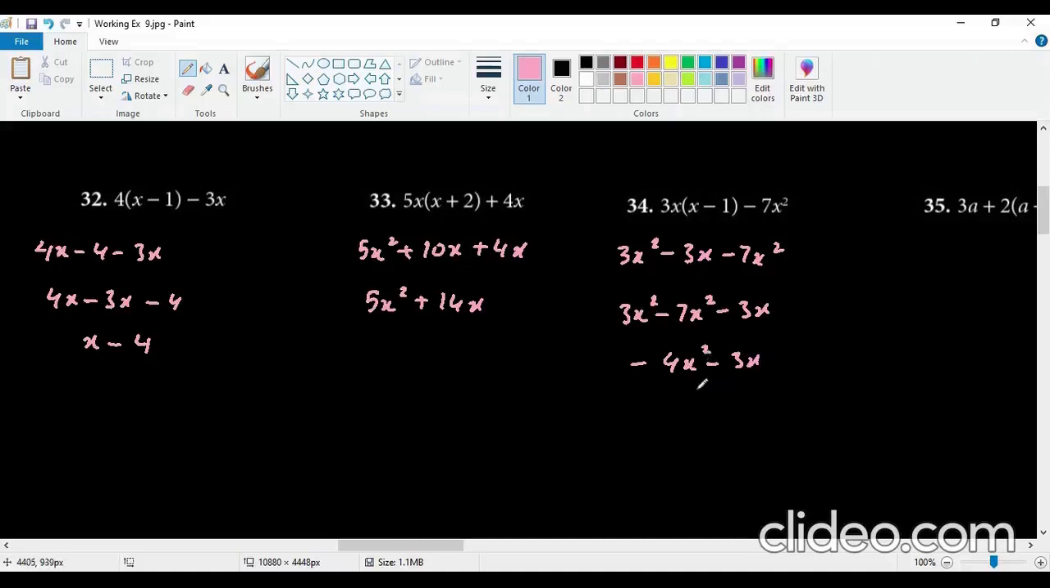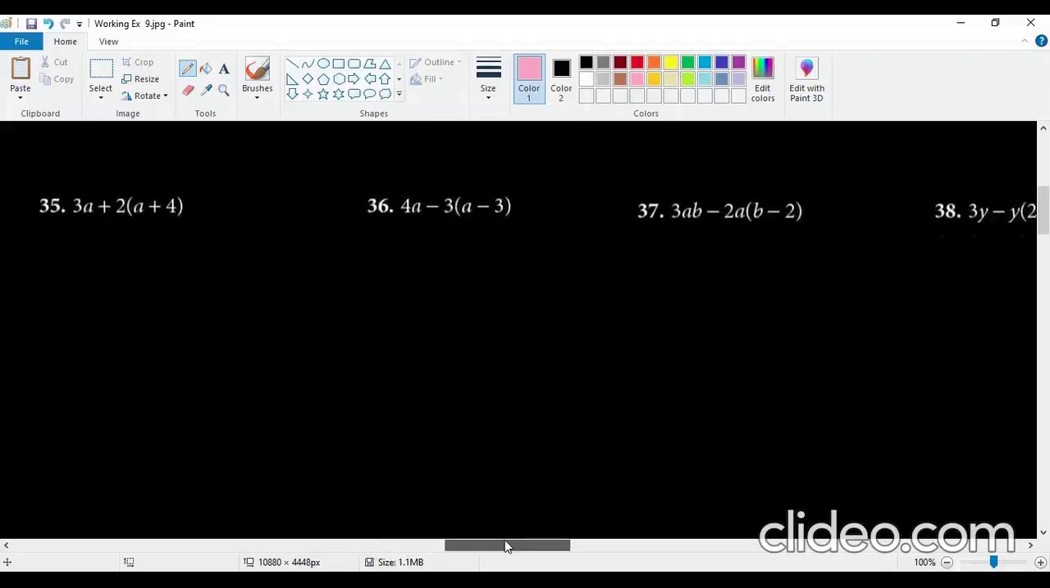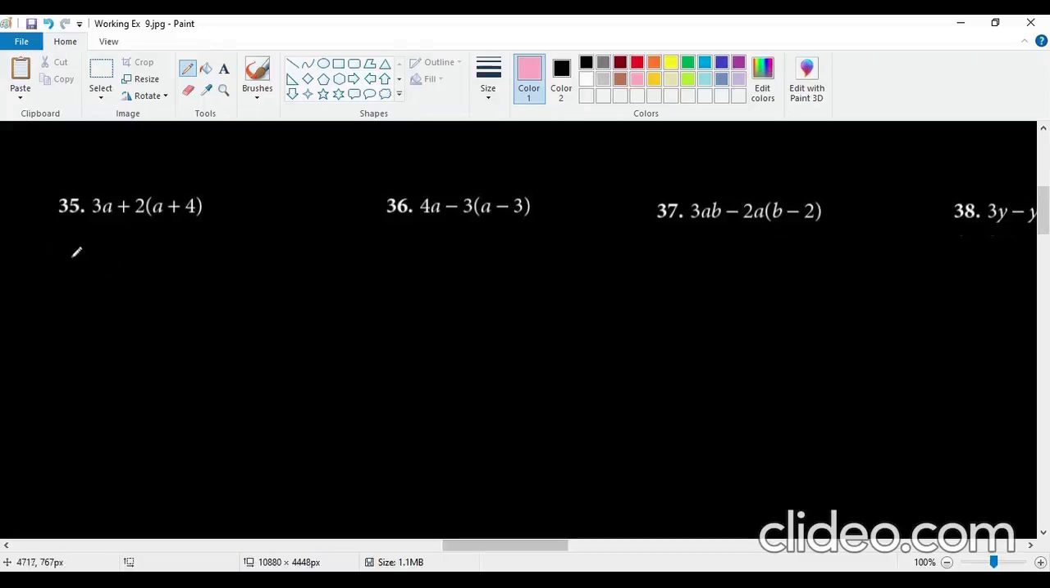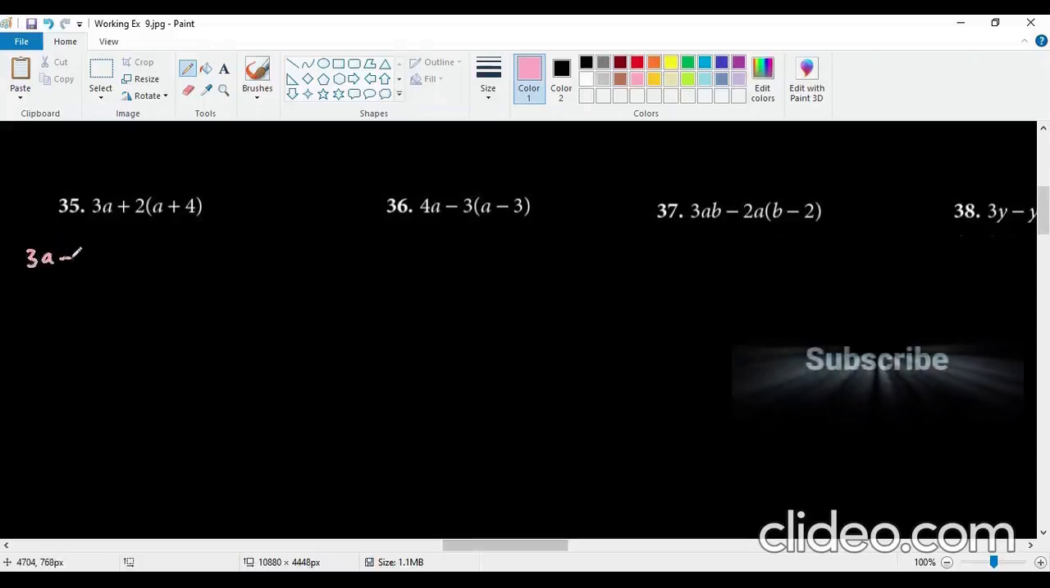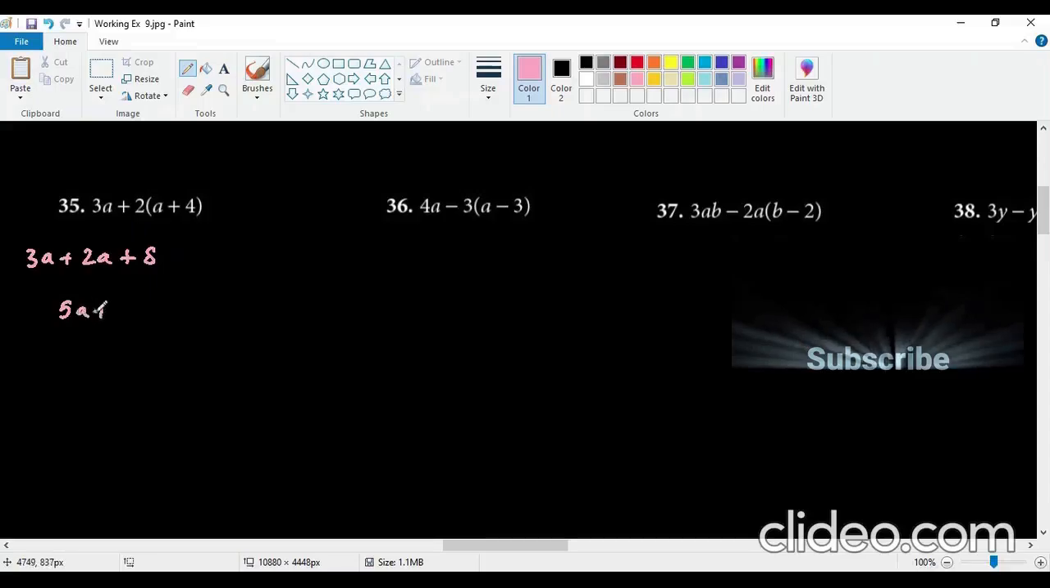Now comes question number 35. In here, I will keep 3a as it is, and plus 2a and plus 8. So 3 plus 2 is going to give you a 5a plus 8 as an answer for question number 35.